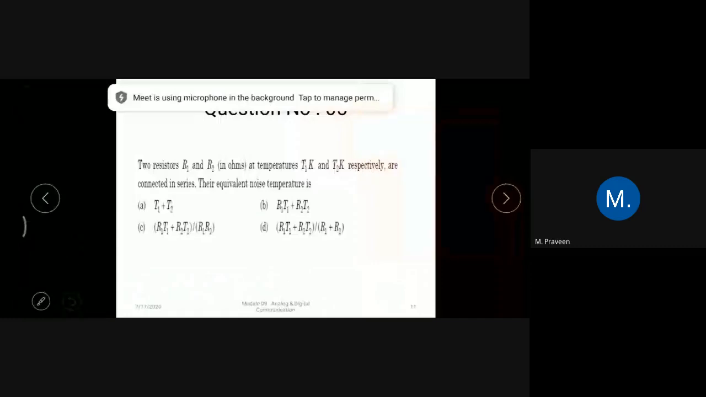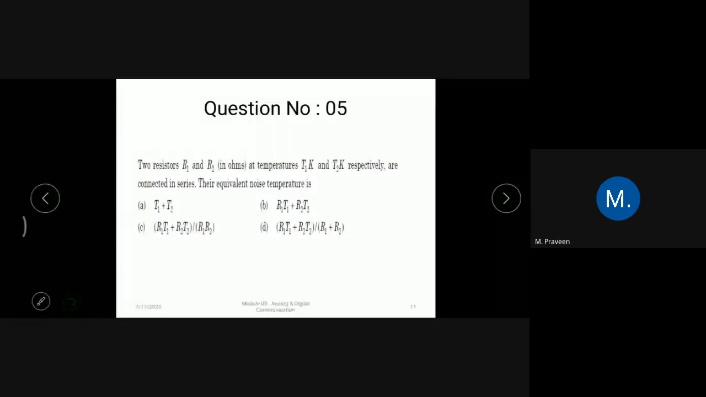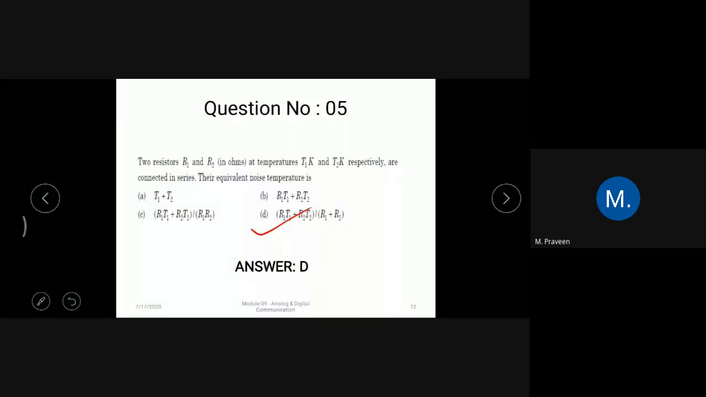Okay, so the answer for this question: if the two resistors are connected in series, the equivalent temperature is not R1 plus R2, or R1 T1 plus R2 T2. It is not like an ordinary electrical resistor. So the answer is D, that is R1 T1 plus R2 T2 divided by R1 plus R2.